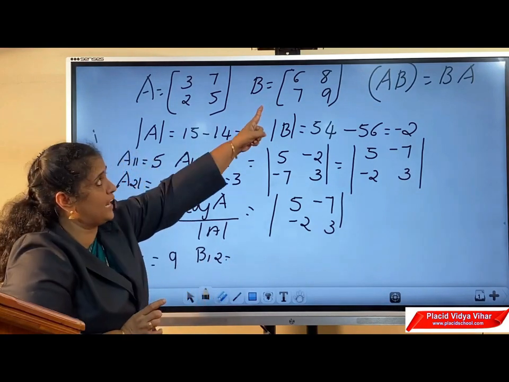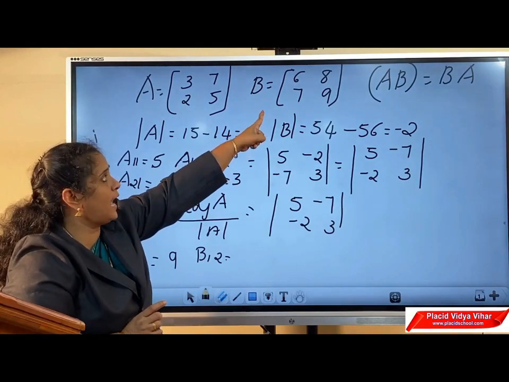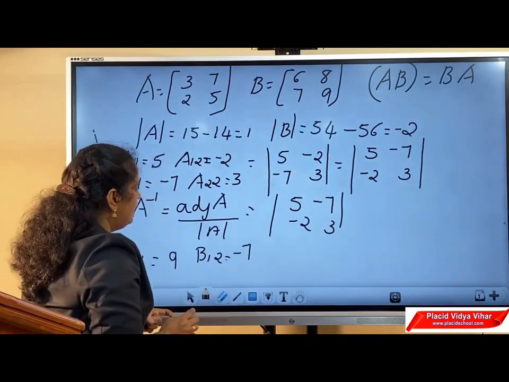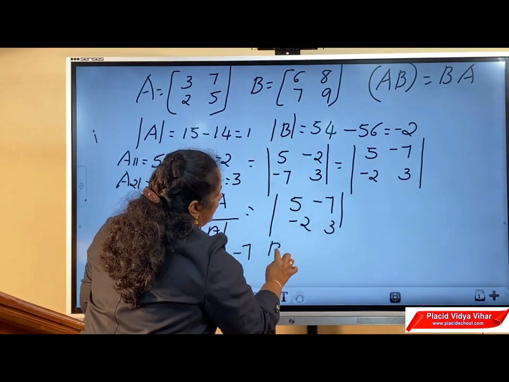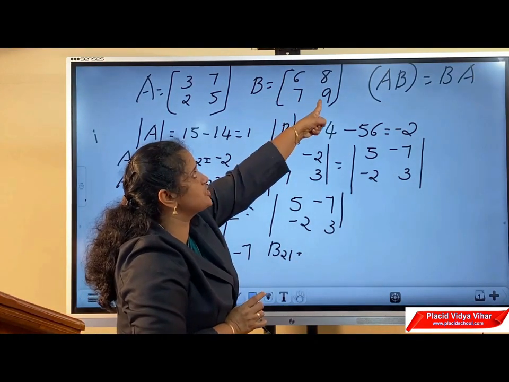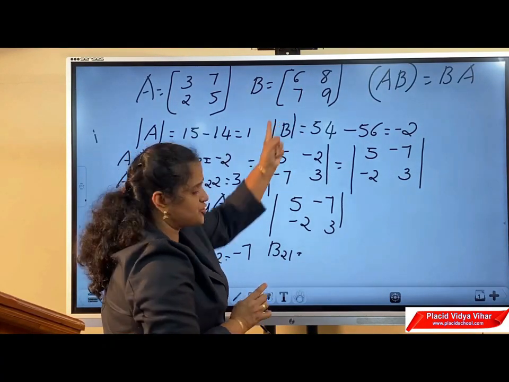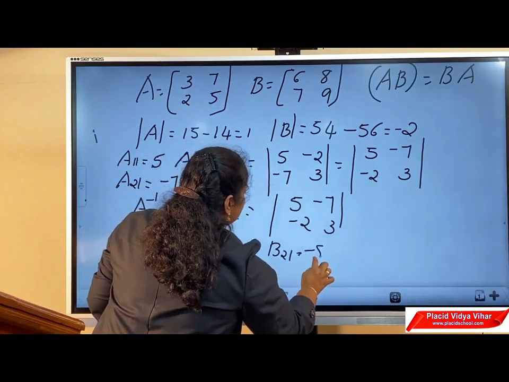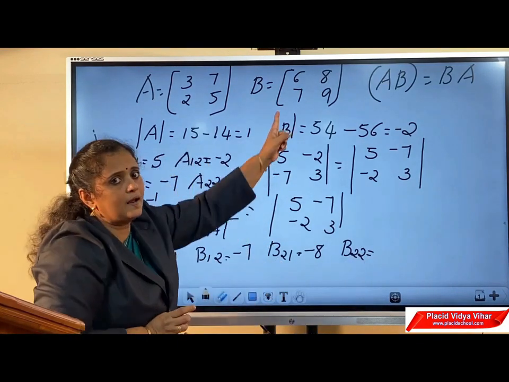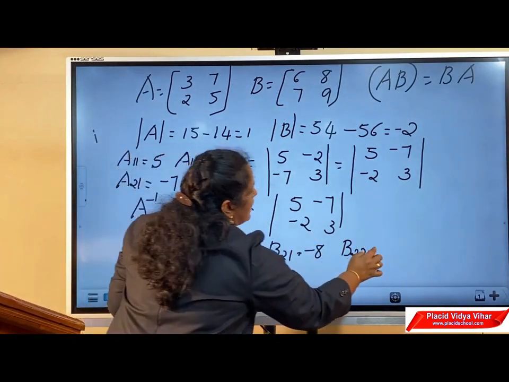Then B12, the first row, second element. The corresponding row and column you should eliminate. The remaining element is 7, but we know that element is negative, that is minus 7. The next is B21, the second row, first element. The remaining element is 8, but this element is also negative, that is minus 8. Then B22: eliminate the corresponding row and column. The remaining element is positive, the answer is 6.